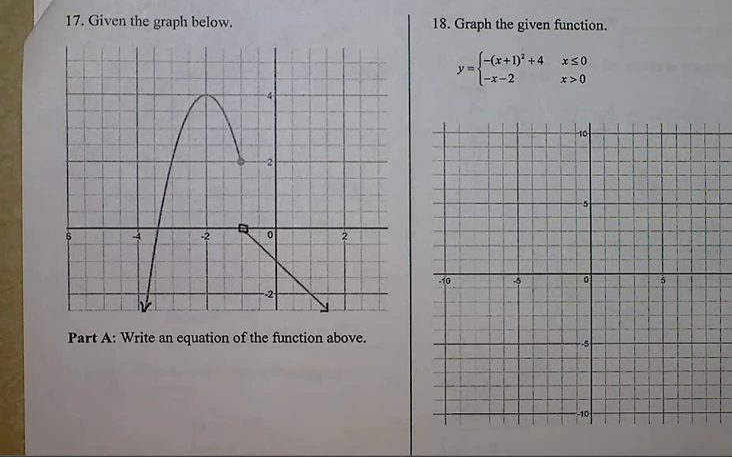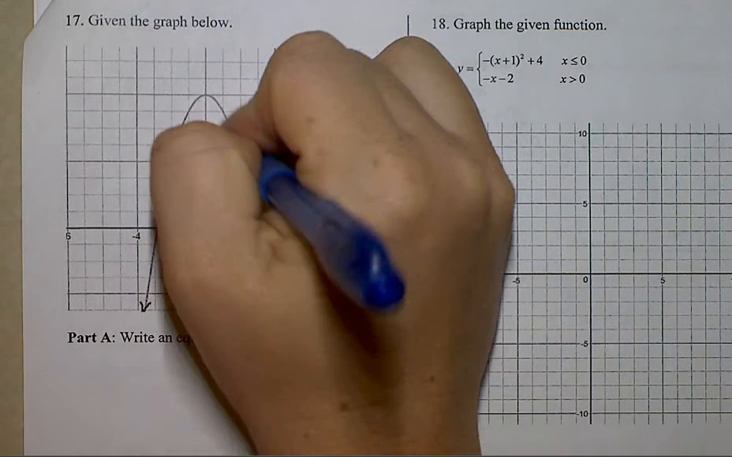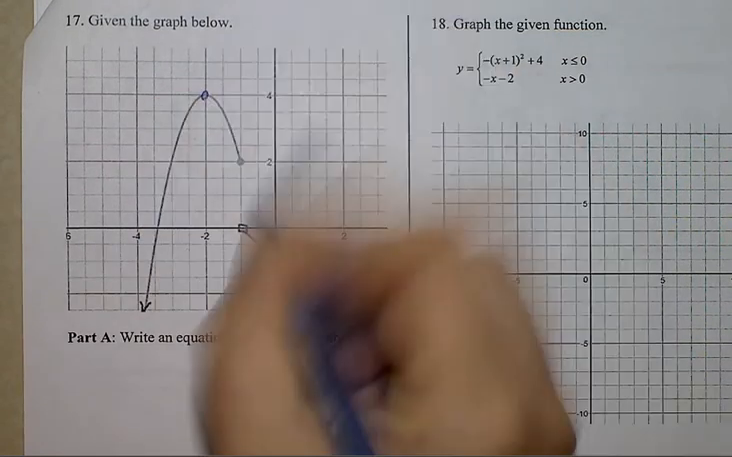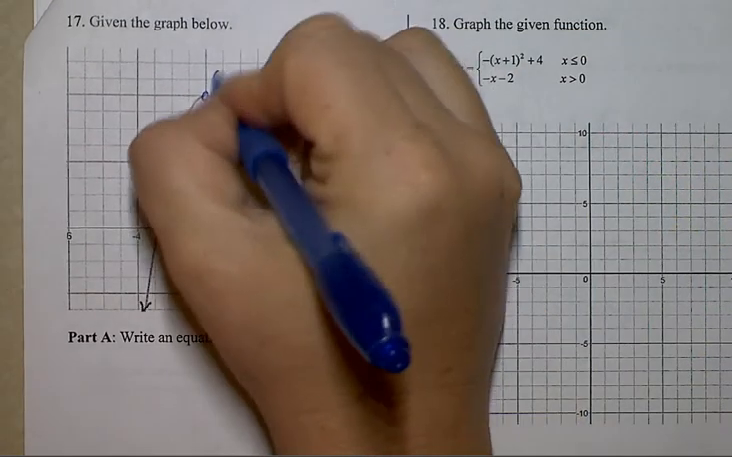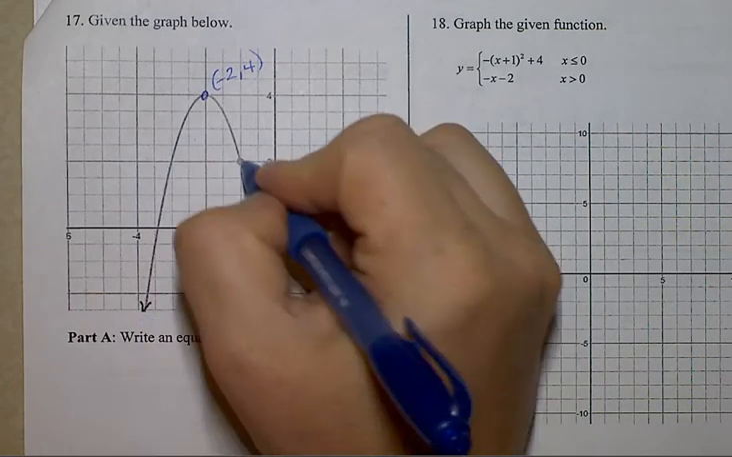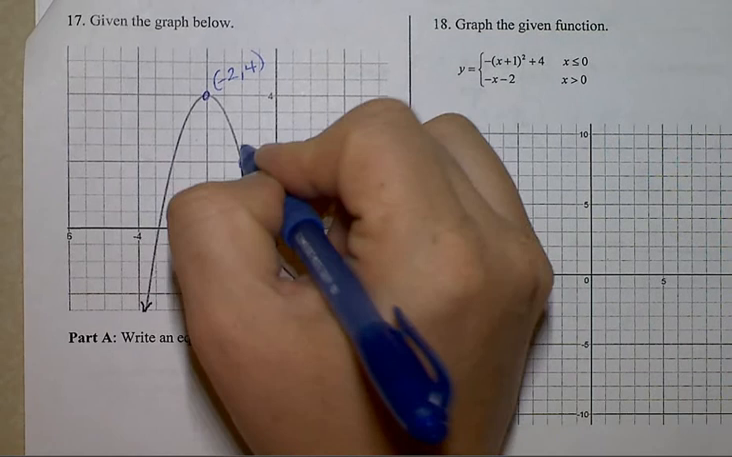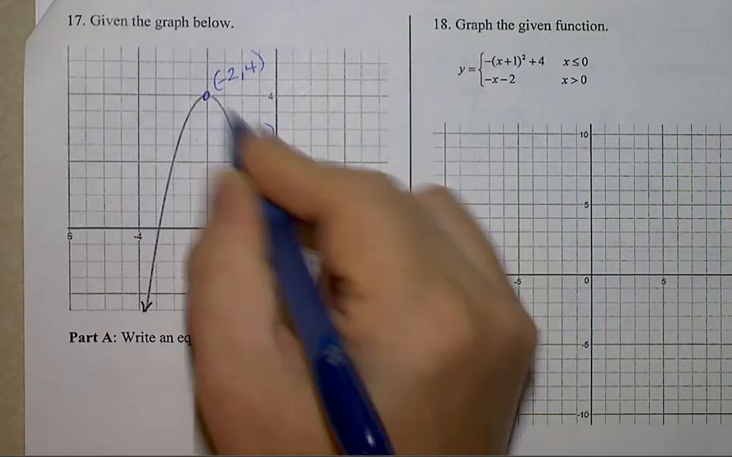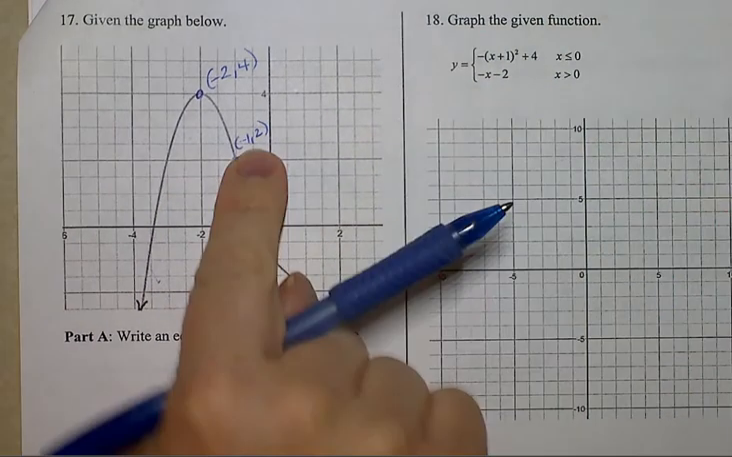Given the graph below, write an equation of the function. So I can see that this particular parabola has a vertex at -2, 4, and one point along the parabola I could use is -1, 2. So I'm going to write an equation of the parabola with these 2 points.